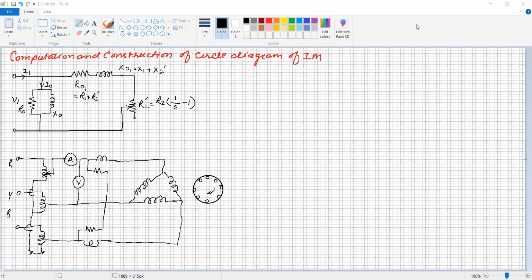Yes, so in the last lecture, we discussed the equivalent circuit of three-phase induction motor. Today, we will discuss the computation and construction of circle diagram for induction motor. So we know that for a small capacity motor, the direct load test is very good because it will give the correct value.